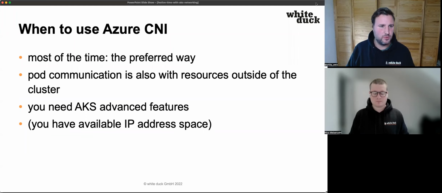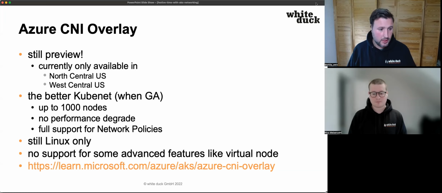The new feature is the Azure CNI Overlay. Before on the slides, maybe you saw it, we call it the better Kubenet because it works nearly in the same way as Kubenet works, but it has some options which will maybe benefit you. So you can add up to 1,000 Kubernetes nodes. You have no performance degrade because of the implementation of the networking layers, a little bit better than the Kubenet. You have full support for network policies. So the Azure network policies, the Calico network policies are implemented. So you're free to go there.